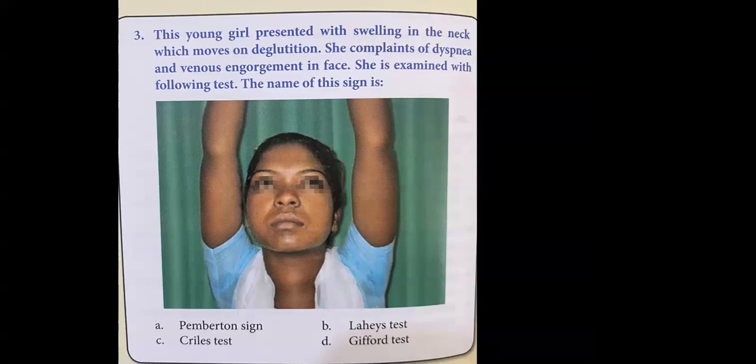So what is Lahey's method then? You all told me Pemberton sign is used for retrosternal goiter. So then what is Lahey's method for? Lahey's test is done for. Anyone? So then what is Kocher's test done for? Okay, fine. Let me tell you.